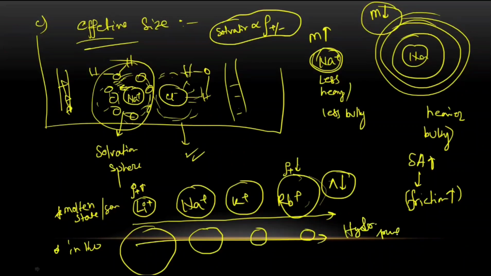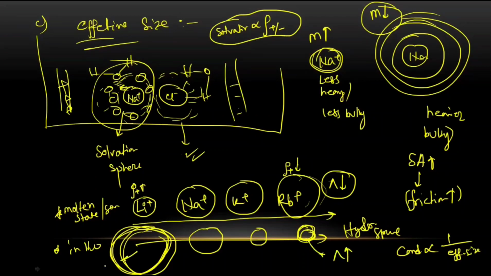So this will be the size order of the hydration sphere. And we will compare this effective size with conductance. We know conductance is proportional to 1 by effective size, because the less the size, the more will be conductance, the more will be mobility, right? So here this one is larger, this one is smaller. So hydrated rubidium plus has a smaller size than hydrated lithium plus. So this will have lambda maximum and this will have lambda minimum. So thus you can compare the systems, right?